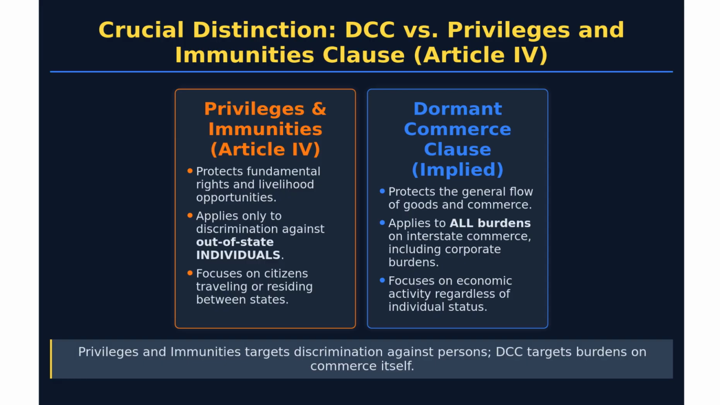The Privileges and Immunities Clause guards against discrimination against out-of-state individuals concerning fundamental rights or basic livelihood opportunities when they travel or move between states. Think of it as protecting the rights of the traveling citizen. The Dormant Commerce Clause, conversely, protects the free flow of goods and commerce generally.